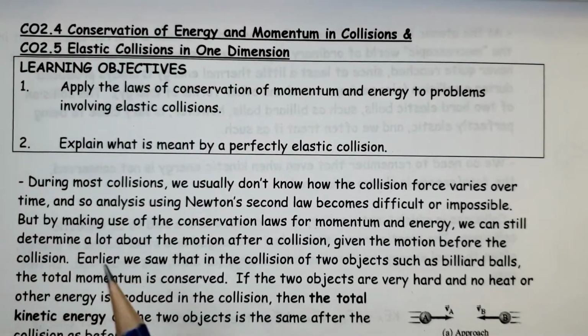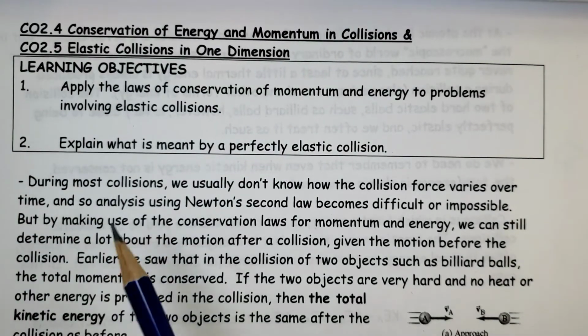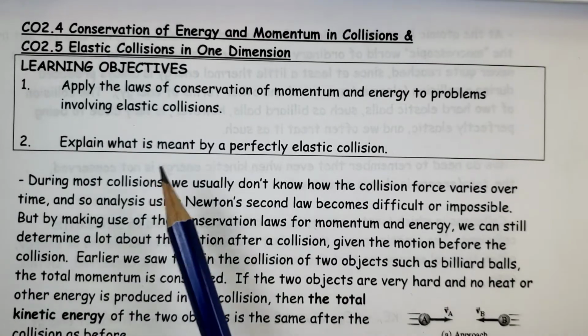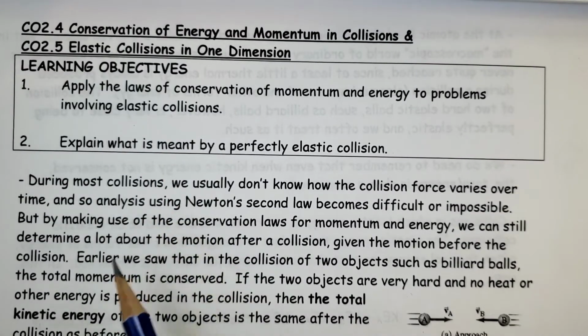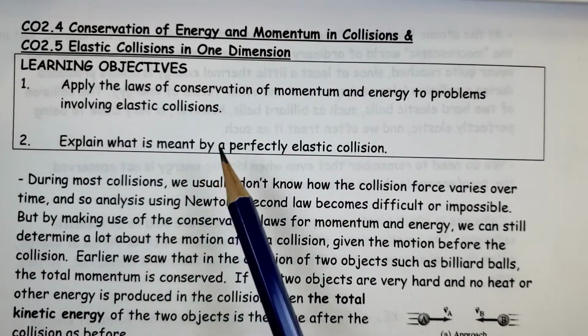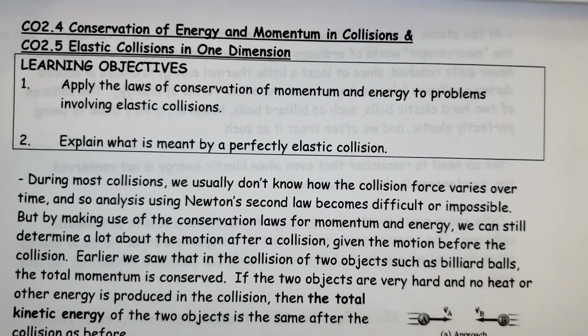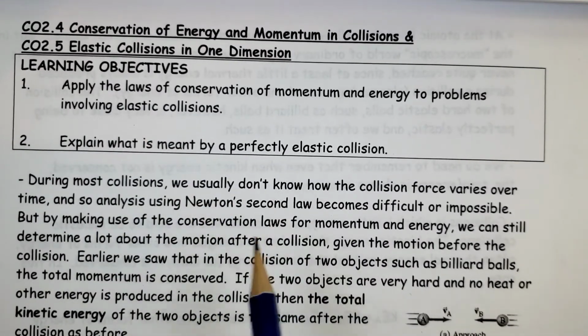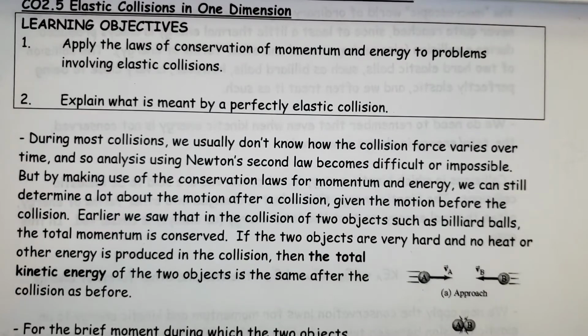This is the CO2.4/2.5 section. I have them combined together. So, conservation of energy and momentum in collisions, and elastic collisions in one dimension. Here we'll look at applying the laws of conservation of momentum and energy to problems involving elastic collisions specifically, and explain what is meant by a perfectly elastic collision.